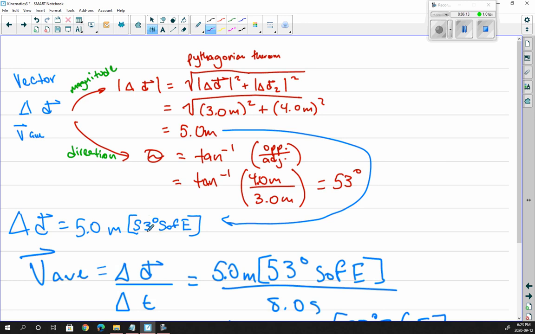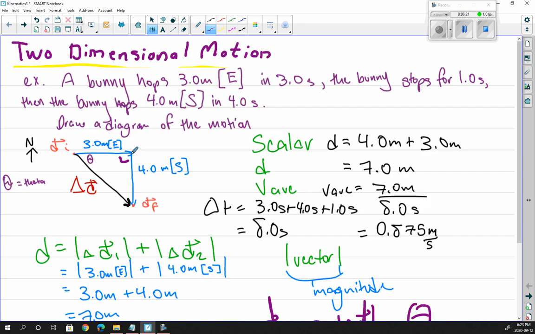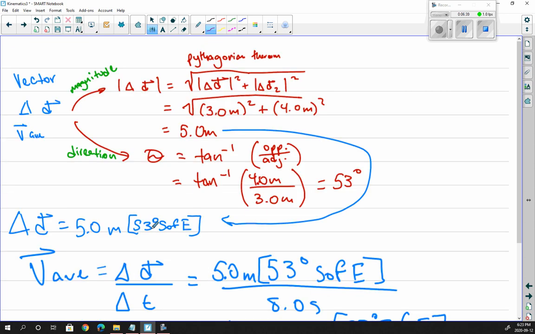Listen to me carefully. 53 degrees south of east. It's giving a direction. Displacement is a vector. So what it's saying is, look, this direction here is east, but the direction of the displacement is 53 degrees away from that easterly direction. And it's 53 degrees towards the south. You've shifted towards the south from the east. So you say 53 degrees south of east.